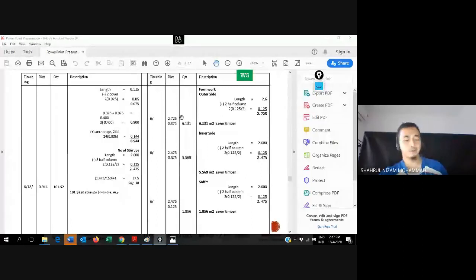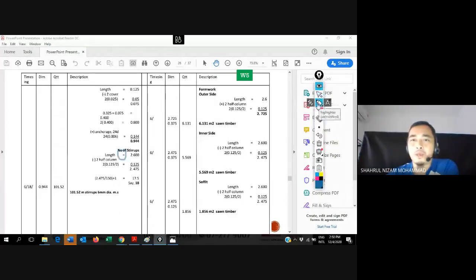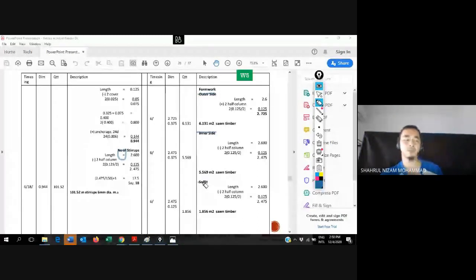Okay, so the last one. So we have covered on concrete, the simplest one, and then we have calculated for reinforcement, the toughest one, and the last one is for the formwork. Okay, so not the simplest, not the toughest, at the middle. So for the formwork, we can divide into three sides. So first here, we have outer side, and then we will have inner side, and the last one is soffit.